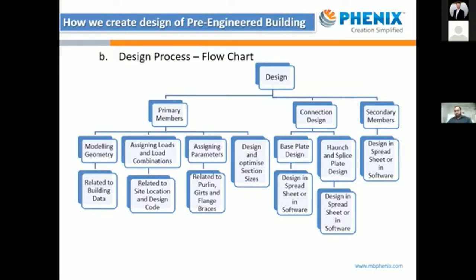Then we have connection design. It is in 2 steps, which is base plate design and haunch and splice plate design. Both are done, guys, in Excel spreadsheets. A lot of spreadsheets are available on the AISC website as well. Some are authenticated, some are not. And we have in-house programs also. Many companies have those to design the base plate and the connections. The third and last is the secondary member design, purlins and girts. This can also be done in an Excel spreadsheet or in any of the programs. This is how it goes, guys. This is, in very simple steps, how to design a pre-engineered building.